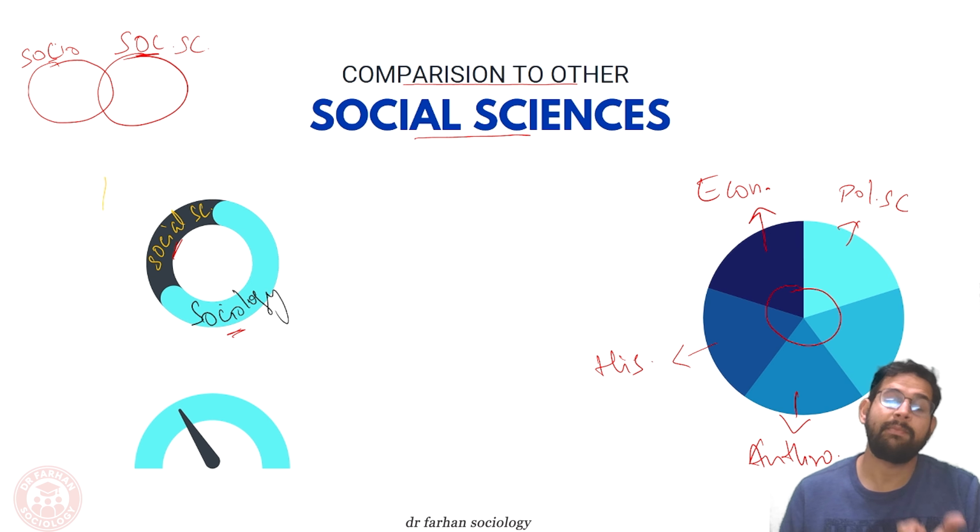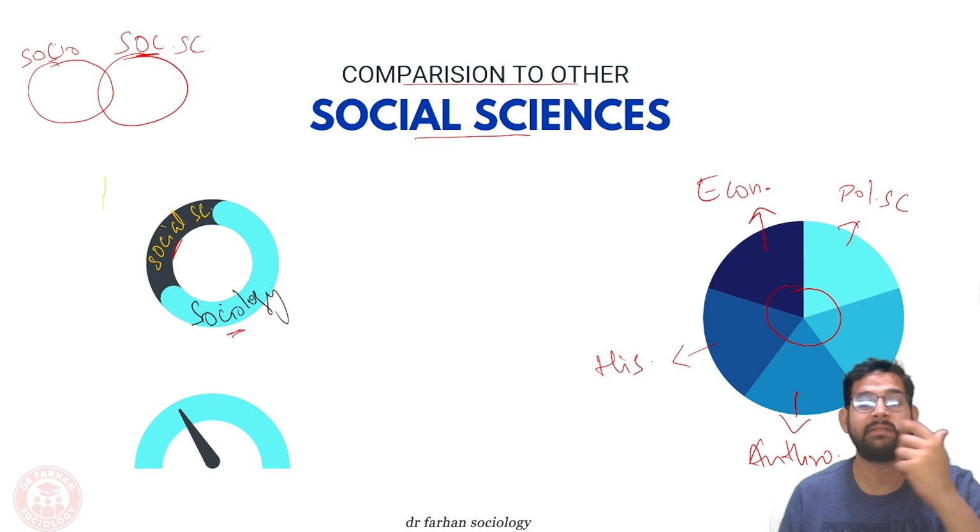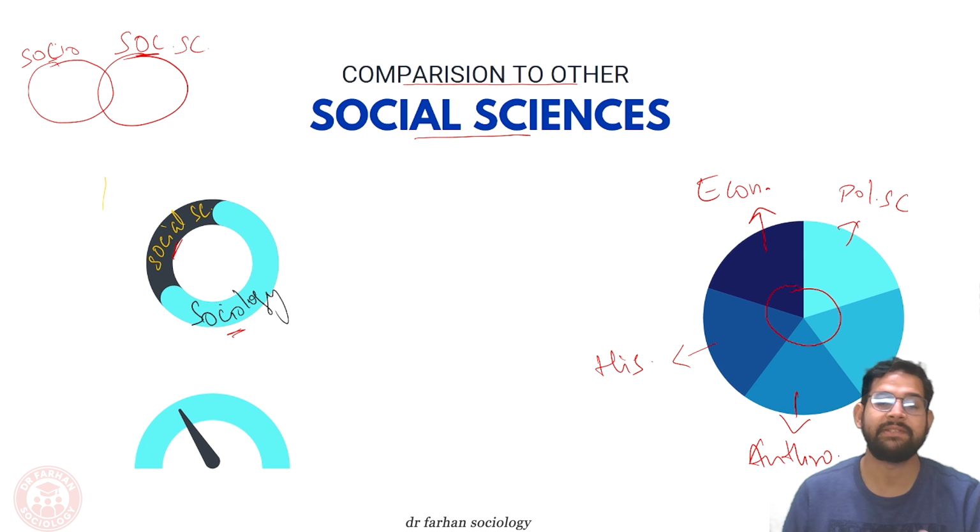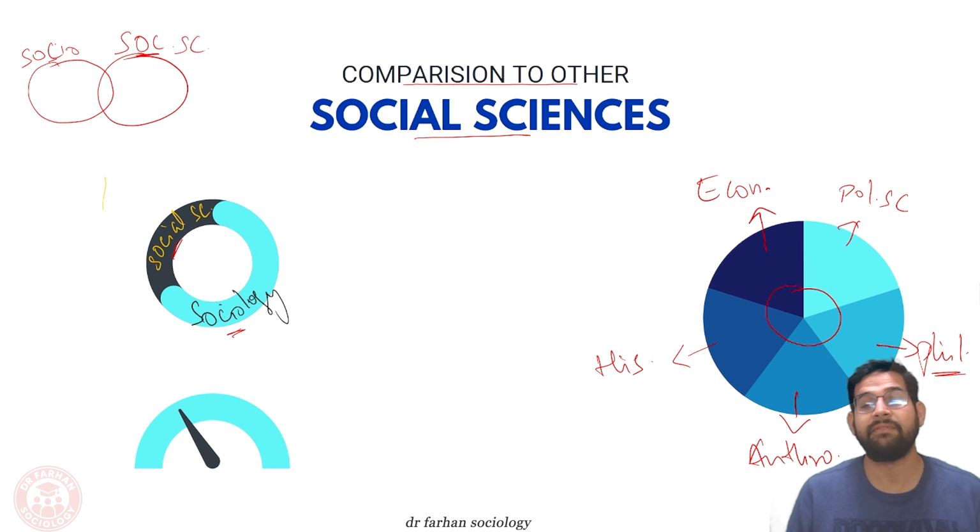Anthropology is the study of past societies, sociology is the study of present societies. One is old societies, one is new society. And not to forget, the father of all social sciences is basically philosophy. On the other hand, there is an important discipline.